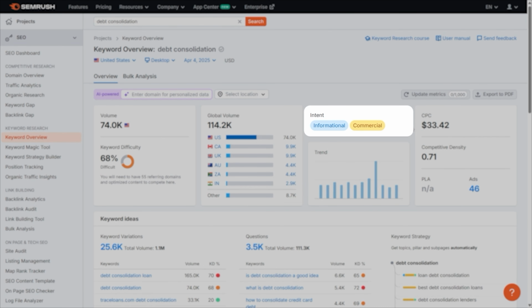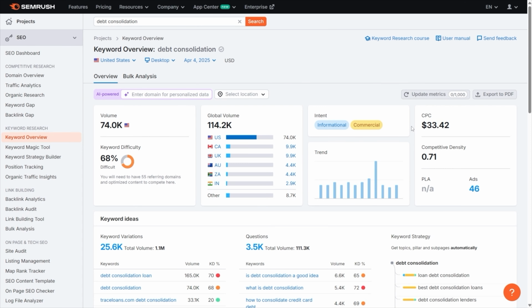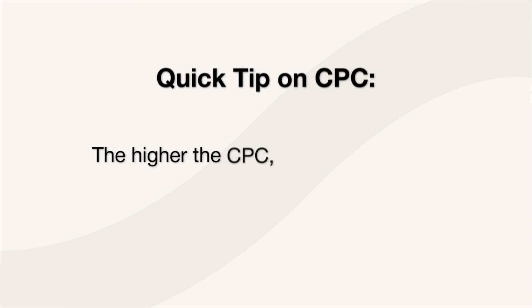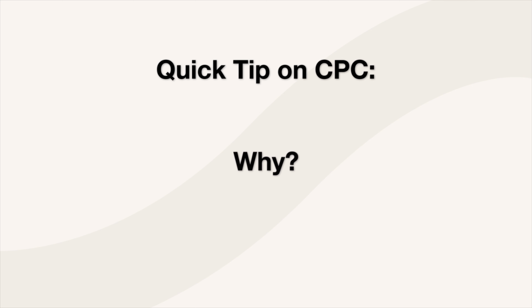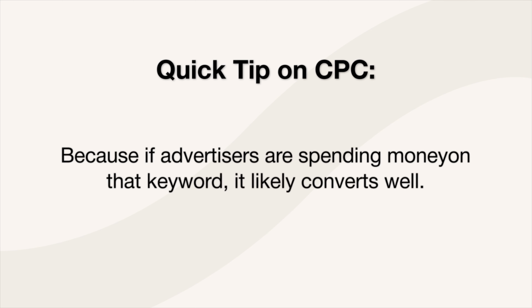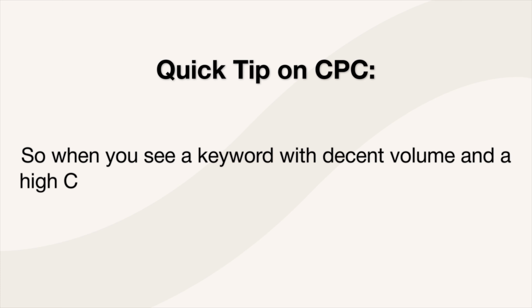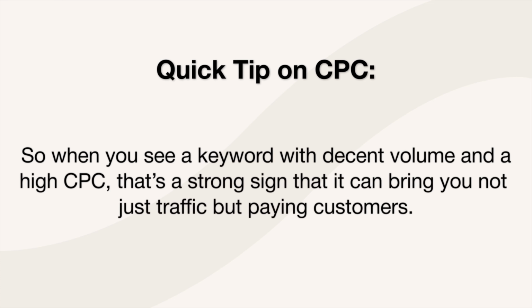Intent. Is this keyword informational, commercial, or transactional? And then cost per click, CPC. This shows how much advertisers are willing to pay per click for this keyword. Now, quick tip on CPC. The higher the CPC, the more valuable that keyword usually is. Why? Well, because if advertisers are spending money on that keyword, it likely converts well. So when you see a keyword with decent volume and a high CPC, that's a strong sign that it can bring you not just traffic, but paying customers.